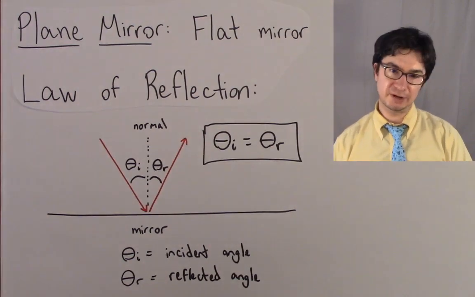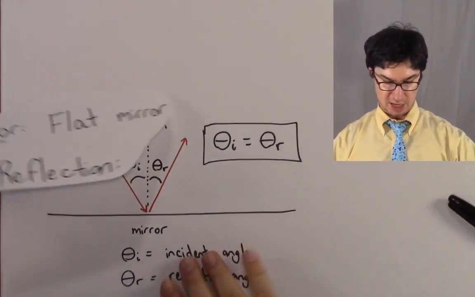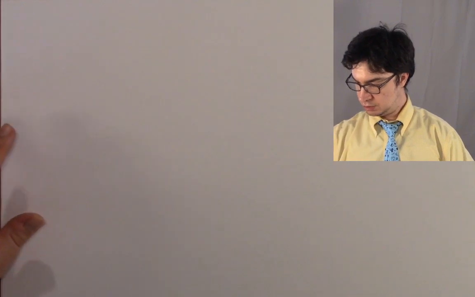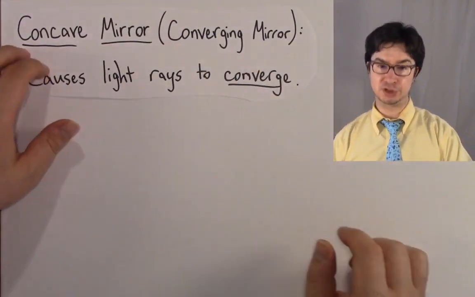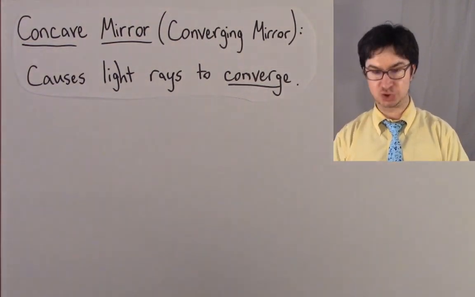All right, that's all we really have to say about plane mirrors, so let's move ahead to something more interesting. A more interesting mirror that we might be interested in is called the concave mirror. A concave mirror has another name, sometimes called a converging mirror. And what a concave mirror does is it causes light rays to converge.